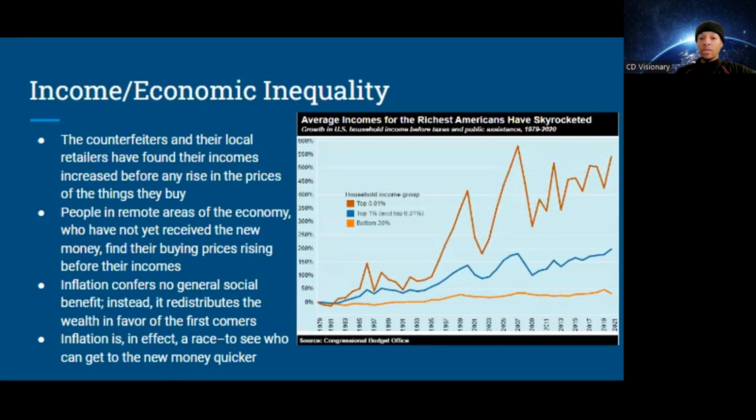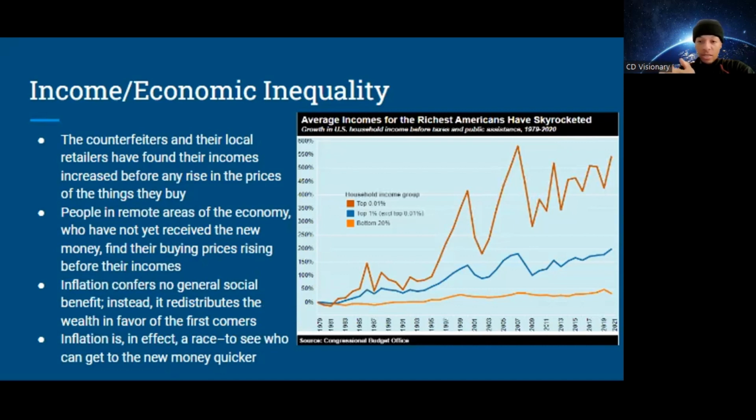People in remote areas of the economy who have not yet received the new money find their buying prices rising before their incomes. Inflation confers no general social benefit. Instead, it redistributes the wealth in favor of the first comers. Inflation is, in effect, a race to see who can get to the new money quicker. So this is basically how the counterfeiters get ahead of certain people within the world.